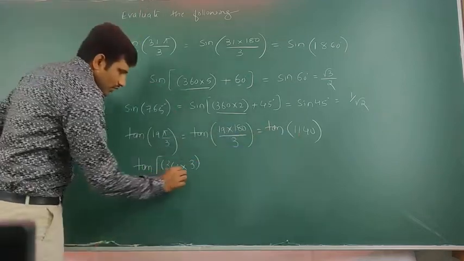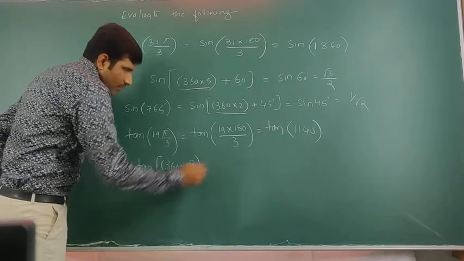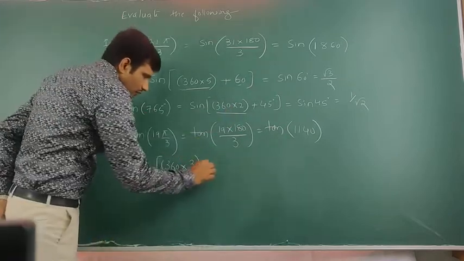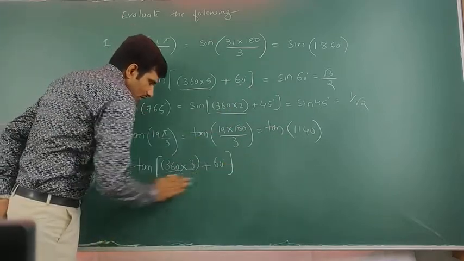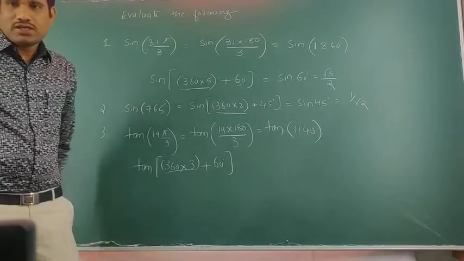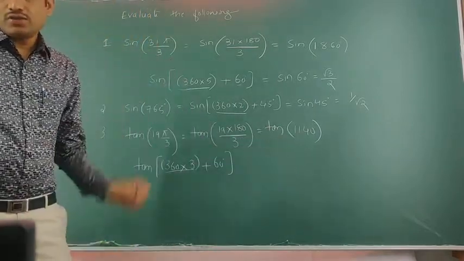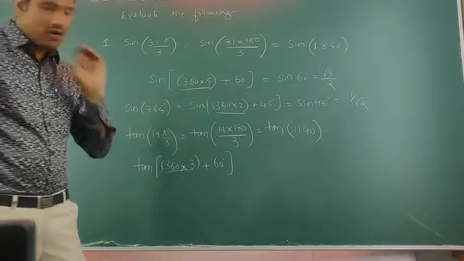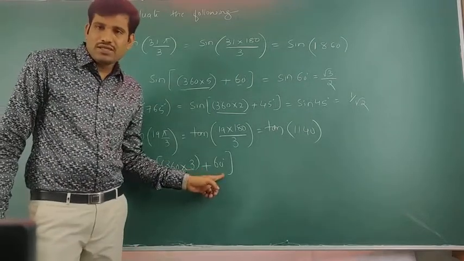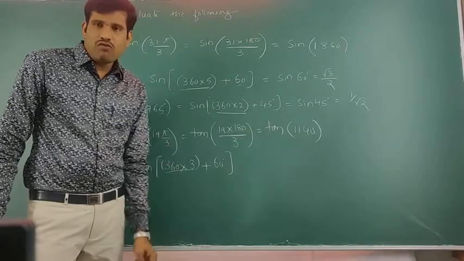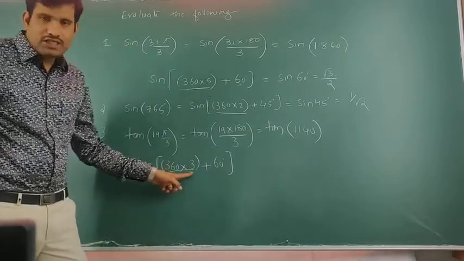So this 360 into 3 is nothing but 1080. But we need 1140, so we have to add how much? 60 degree. Is it clear, students? Already we have discussed, when any angle is greater than 360 degree, we can represent that angle in the form of 360 into n plus theta. So therefore 1140 we can write as 360 into 3 plus 60.